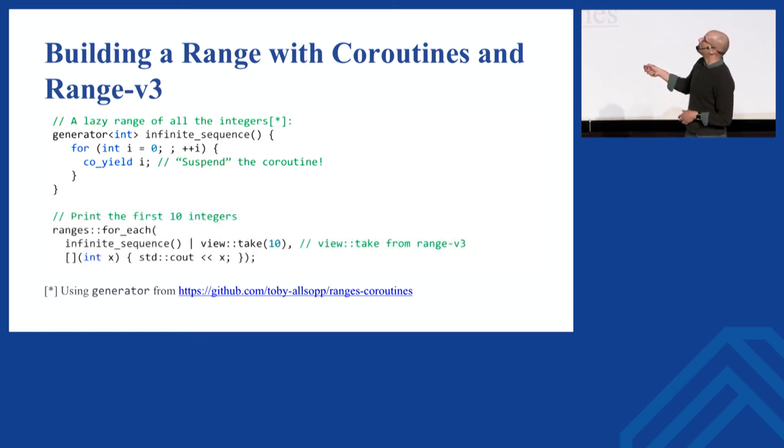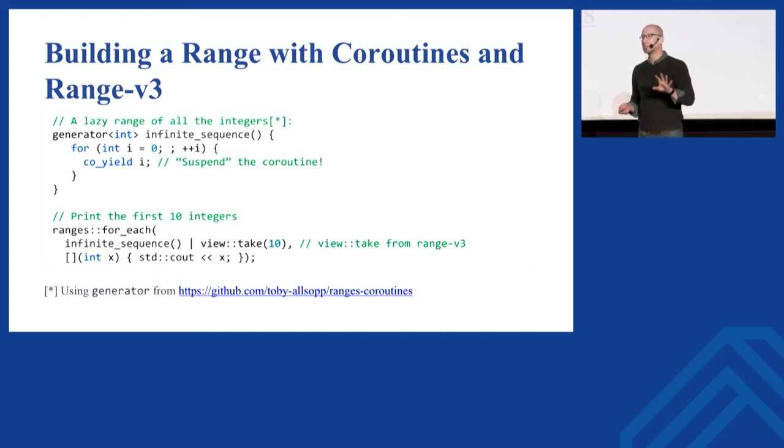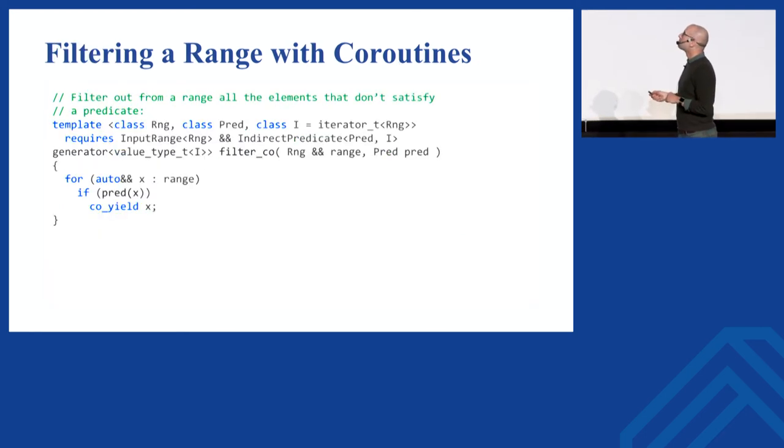And so this is an infinite sequence of integers. Like I said, it returns a range, which means that you can do all sorts of rangy things to the return value, including, say, take 10 elements from my infinite range of integers and print them. Okay. Any questions about this? It's a lot like concepts that you've seen from other programming languages. So in some sense, C++ is playing catch up here.